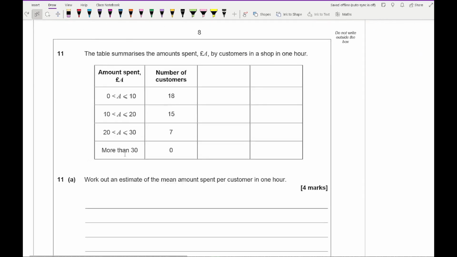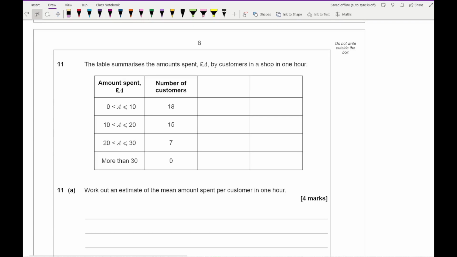Moving on to question 11, it says the table summarises the amount spent in pounds by customers in a shop in 1 hour. And for 11a, it says work out an estimate for the mean amount spent per customer in 1 hour. So for this, because we've got a grouped table, what I need to do is create a midpoint column. So here, to work out the midpoint, we just add the upper bound plus the lower bound, divide by 2. So this is going to be 5, 15, 25. And for this one, because it's more than and the frequency is 0, I don't actually need to worry about that one. So then I need to create my fx value.